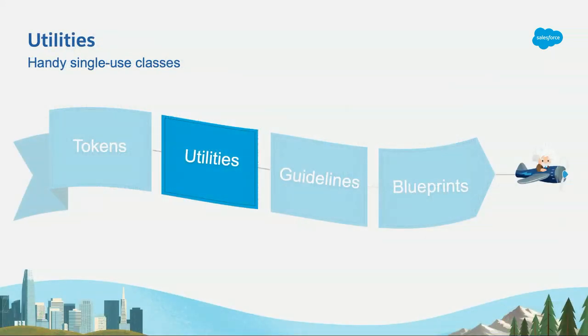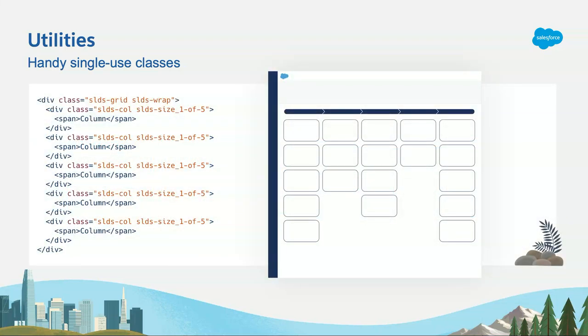Utilities. Utilities are special CSS classes that handle specific single-use situations, such as structuring layouts. A good example of a utility is the grid utility. This is a set of CSS classes that makes it easy to create flexible, mobile-first layouts when you're structuring your layout systems. When you are trying to build out a layout within your app, this is your go-to utility.